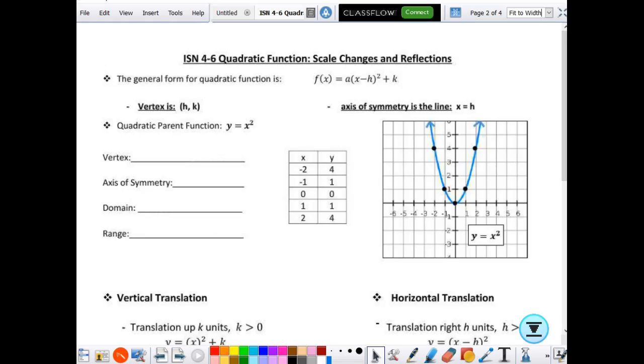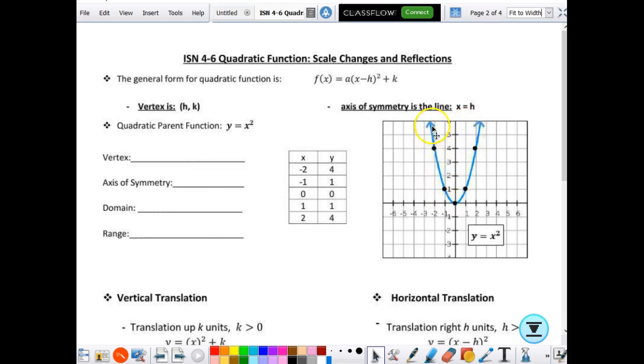Alrighty, so today we're doing 4-6 quadratic functions, scale changes, and reflections. So you've already learned or relearned how to do the h and the k. That's just where the graph slides to the right and up, slides to the left and up, slides to the left and down, or slides to the right and down. It just slides around. Now we're going to stretch this graph up like it's a rubber band stretching.